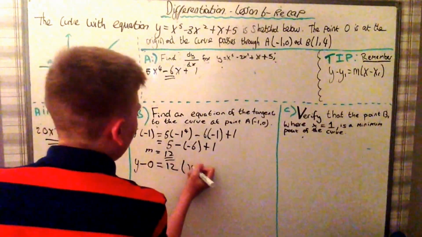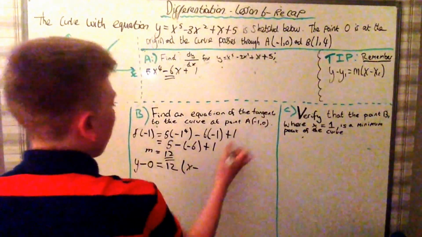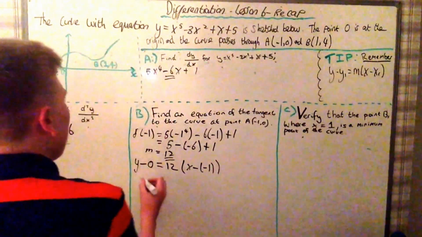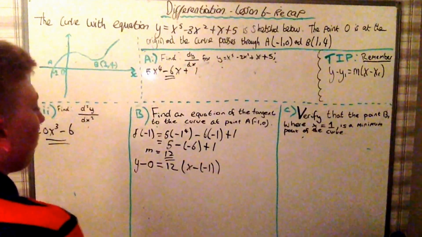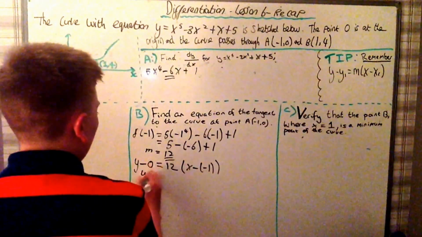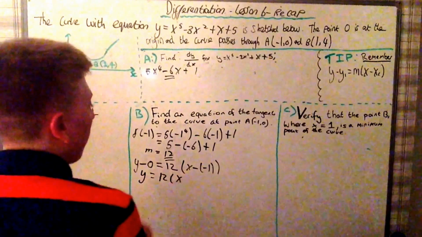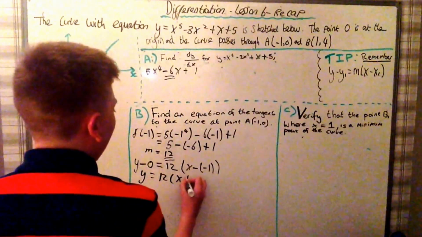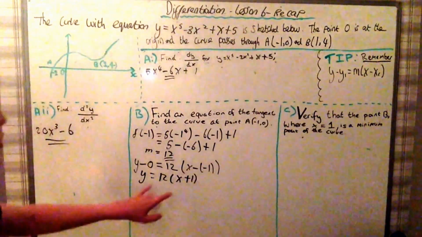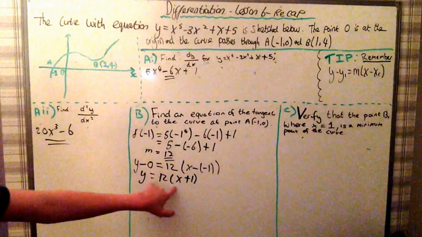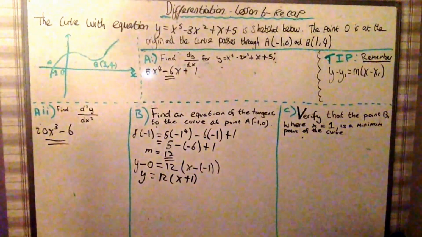Multiplied by x minus our x1 given to us in the question, minus 1. Now we need to simplify this a bit more. y minus 0, well that's just y, equals 12 times x minus minus 1 just becomes positive 1, x plus 1. Now you could leave it in this form. In the exam, the mark scheme does leave the answer in this form, so that would give you full marks.